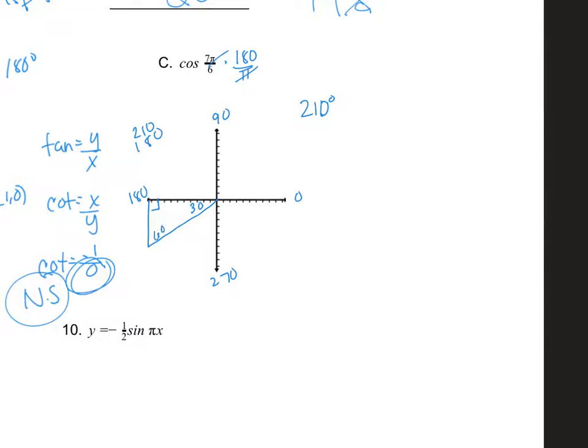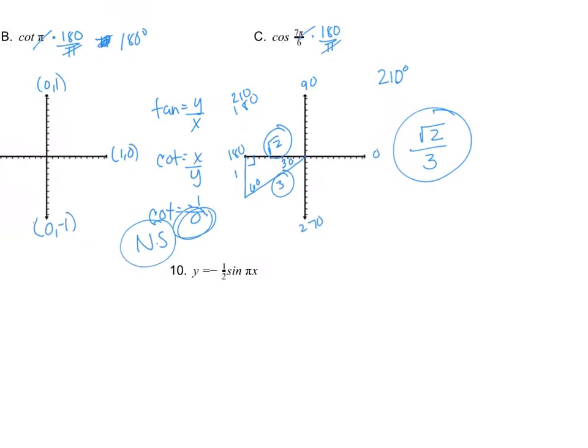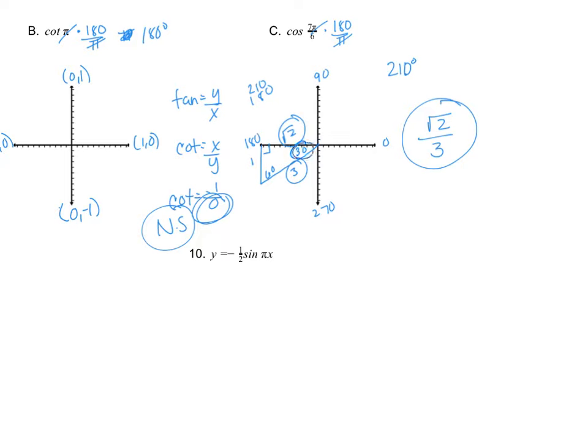So this would be 60. Across from 30 is 1. Across from 60 is root 2. Across from 90 is 3. So we're doing cosine, so that's adjacent, which is this, over hypotenuse, so root 2 over 3. Remember, this is our vertex angle, or our angle that we're using. It's always attached to our x-axis.